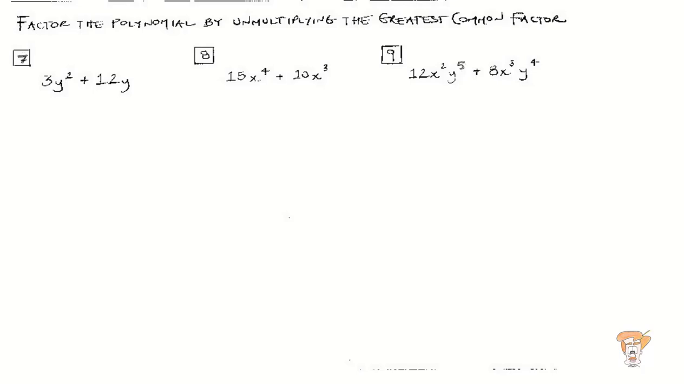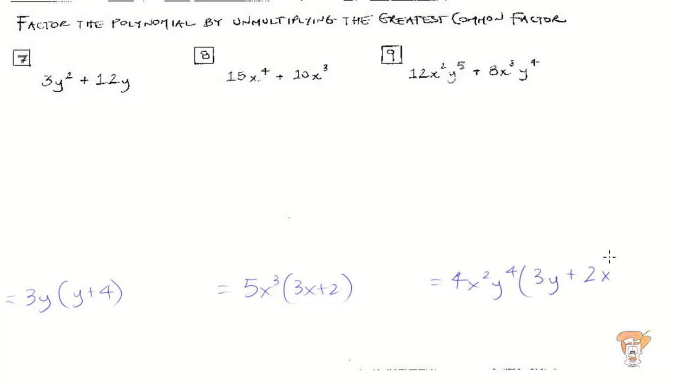We were asked to factor the polynomial by unmultiplying the greatest common factor. For number 7, the answer is 3y times the quantity of y plus 4. For number 8, the answer is 5x cubed times the quantity of 3x plus 2. For number 9, the answer is 4x squared y to the 4th times 3y plus 2x. Let's take a look at number 9.